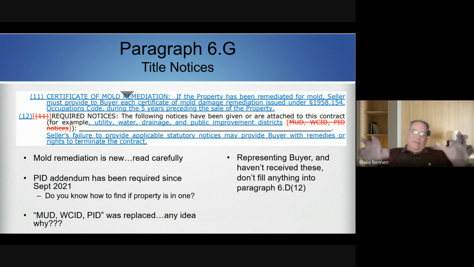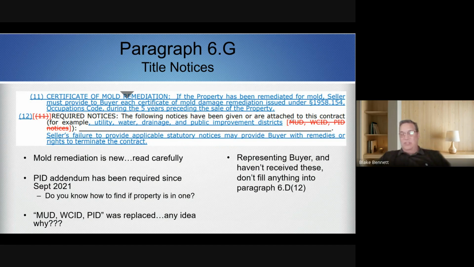So what they ultimately ended up realizing is we could include water districts, because the law states if you're in a water district, you're required to give notice. We can just say a water district and not have to put MUD, WCID. Public improvement district was replaced, the wording replaced PID.